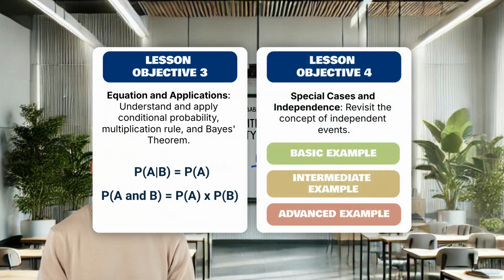In summary, we covered the notation and definition of conditional probability, the core formula and multiplication rule, the simplification for independent events, and an introduction to Bayes' theorem. With these concepts, you are now well equipped to analyze and solve problems involving conditional probability.